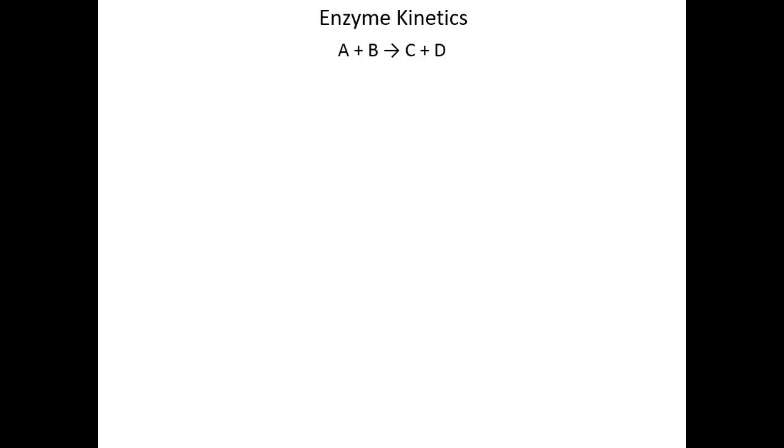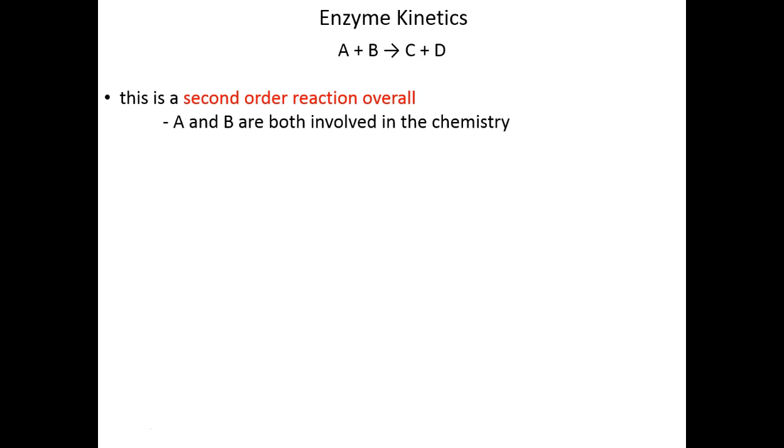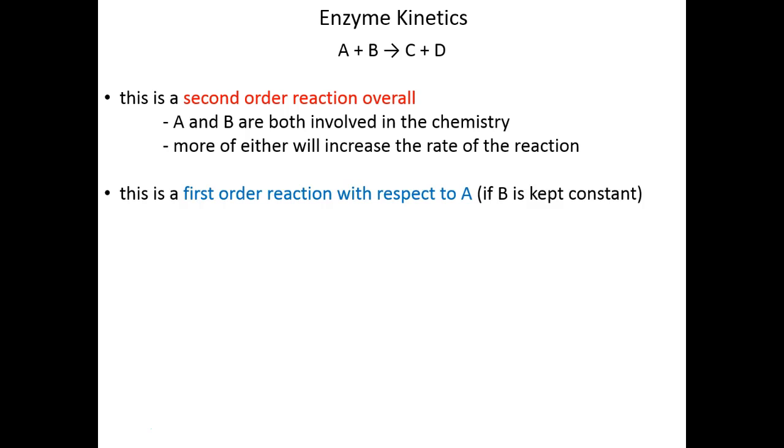Here we have two reactants, A and B, and they're converted into two product molecules, C and D. This is a second-order reaction overall. If you want more C and D, what do you need to do? If you want more C and D, you need to add more A and B. In other words, if you want more product, you have to add more of both reactants, therefore making this a second-order reaction. Both A and B are involved in the chemistry, both A and B influence the rate, and more of them will increase the rate of the reaction.